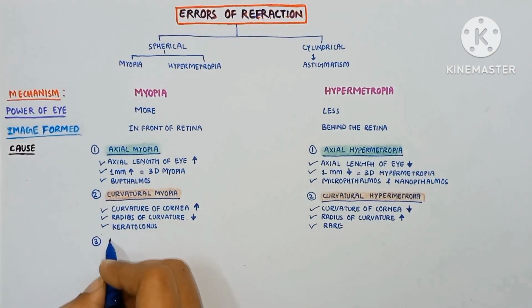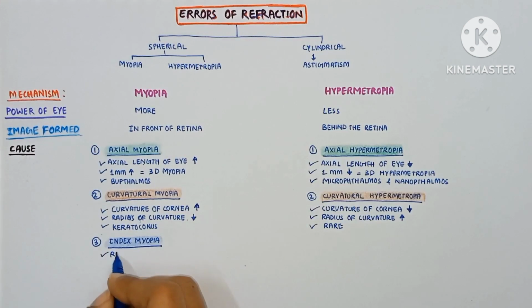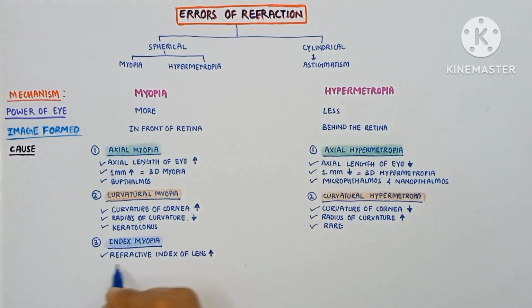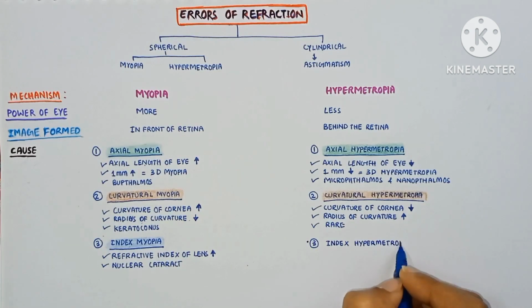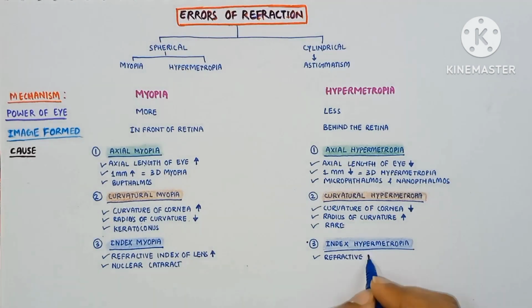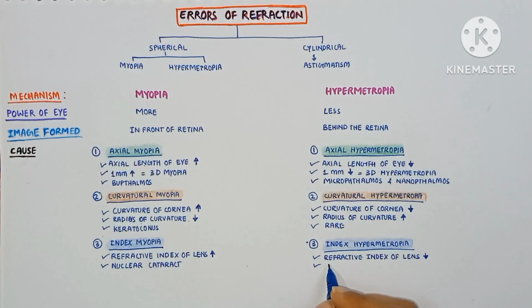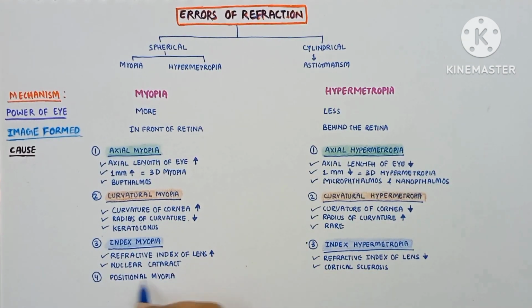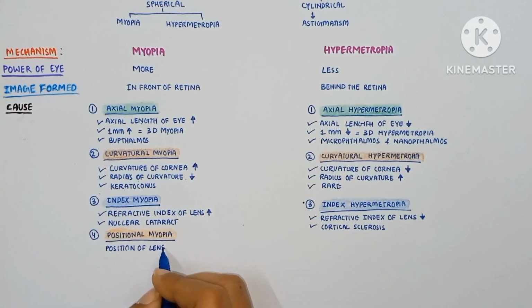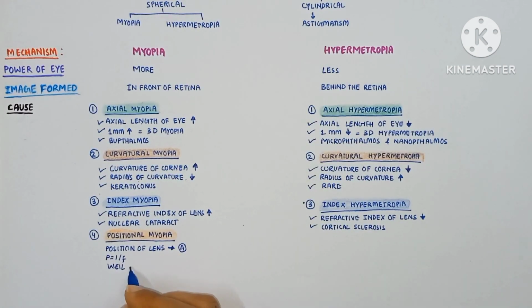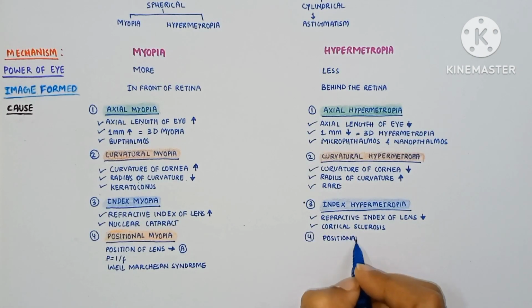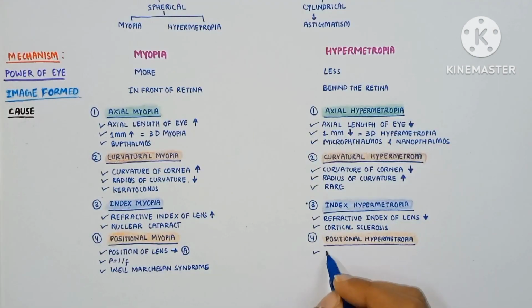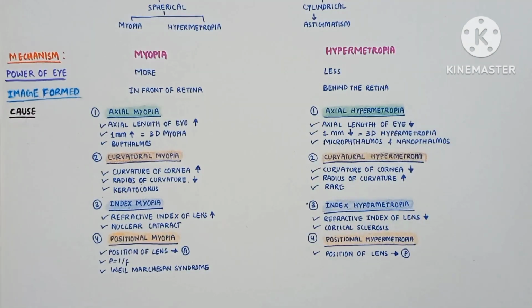It is found rarely. Now the index myopia. The refractive index of the lens increases. It is found in nuclear cataract. Index hypermetropia: the refractive index of the lens decreases. It is found in cortical sclerosis. Positional myopia: the position of the lens is anterior. Power is equal to 1 by f, the focal length. It is found in Weill-Marchesani syndrome. The next is positional hypermetropia, where the position of the lens is posterior.